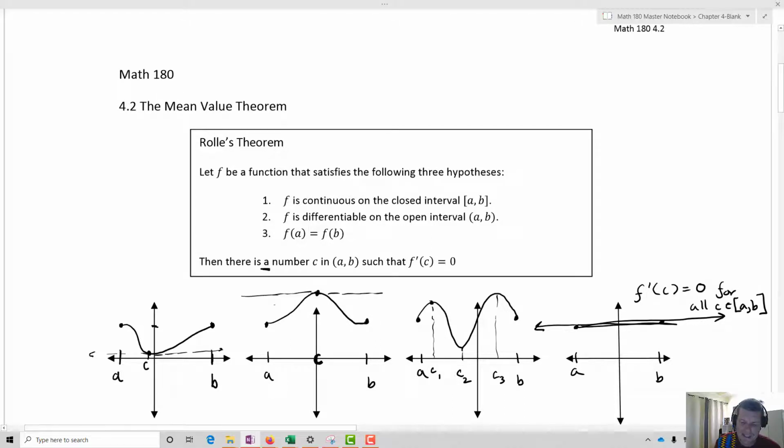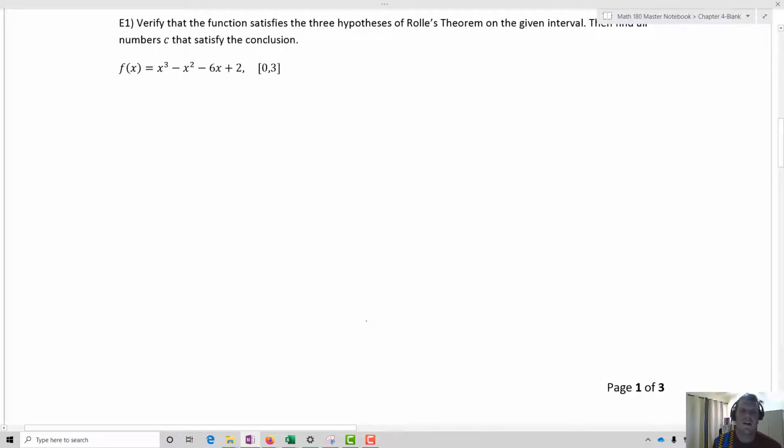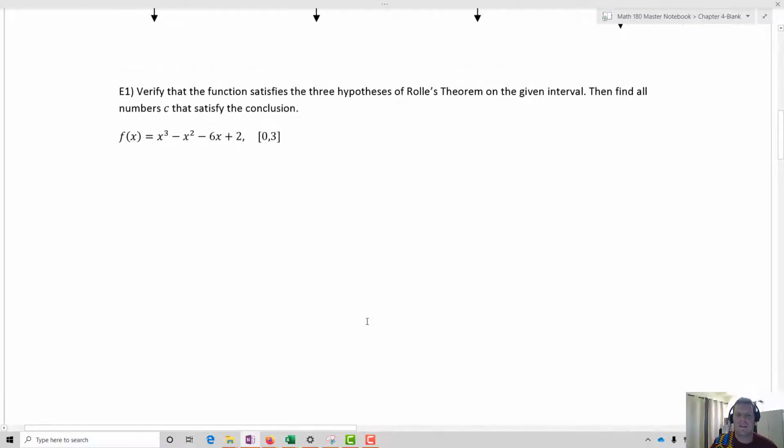If I've got a continuous function, with no breaks in it, f is differentiable everywhere, and I'm starting and ending at the same point, the same y value, then somewhere I've got to hit a max or a min. I've got to turn around, essentially. So how do we use this? Let's take a look. It's basically a proof, and all it is showing is existence.